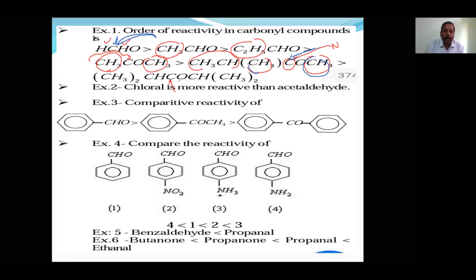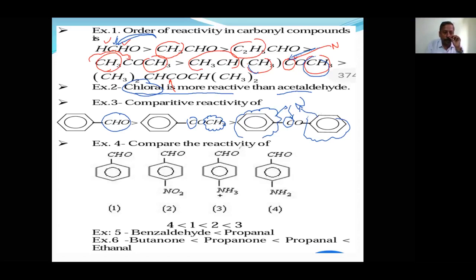Second example, chloral is more reactive than aldehyde. Why? Because chlorine will be there, with its minus I effect. Minus I effect will increase the rate of reaction. Now see here, here it is aldehyde, and this is the target carbon. But the problem is that a methyl group is there. Here it is the target carbon. This side also a benzene ring is there, this side also a benzene ring.